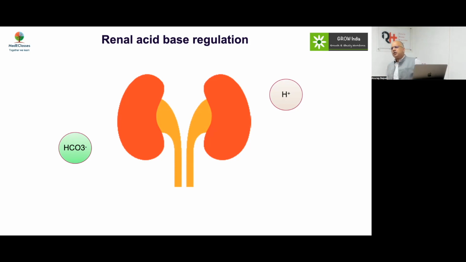You will not be able to get the proton into the urine easily. You have to push it against a gradient, so it requires a lot of energy.